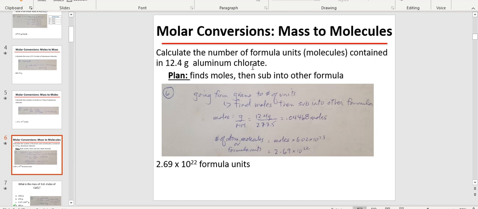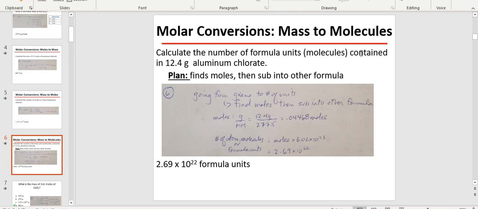So what am I looking for? I'm looking for the number of formula units, or the number of molecules. Well, this is aluminum chlorate, it isn't a covalent compound, it's an ionic compound. That's why we call it formula units. So I'm looking for the number of molecules, which is what formula? What's the only formula that has the number of atoms, number of molecules, number of formula units at the top? Okay.